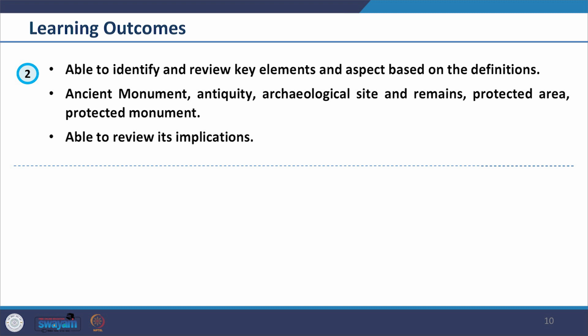After completion of this section, you should be able to list and review the acts. You should be able to identify and review key elements and aspects based on the definition, ancient monuments, antiquity, archaeological sites and remains. You should be able to identify the protected area, protected monuments, and then you should be able to review what its implications would be. You may simultaneously think of the court case I mentioned in the introductory lecture of this series, as well as look at many other cases as suggested in the readings and the watch.